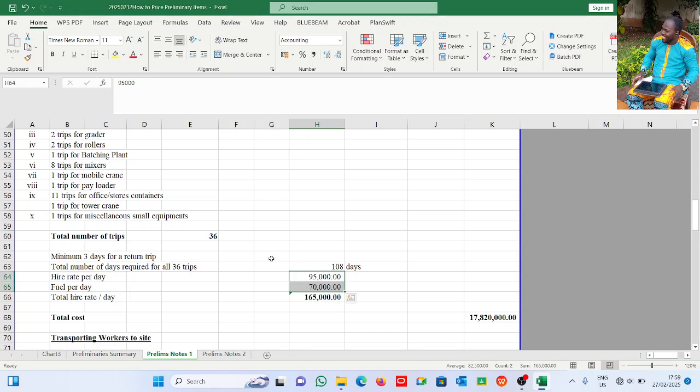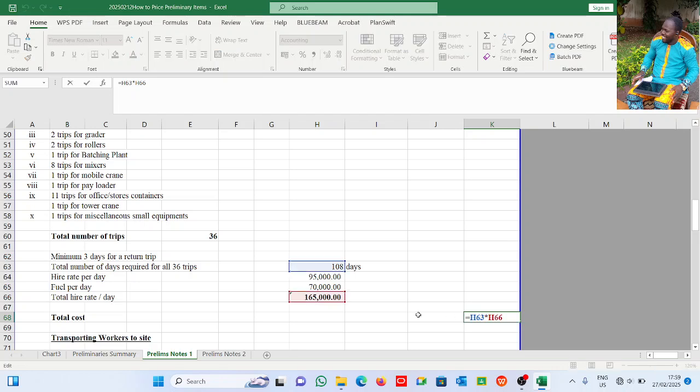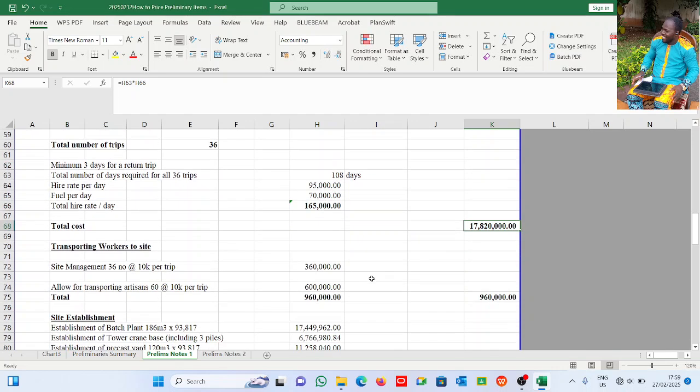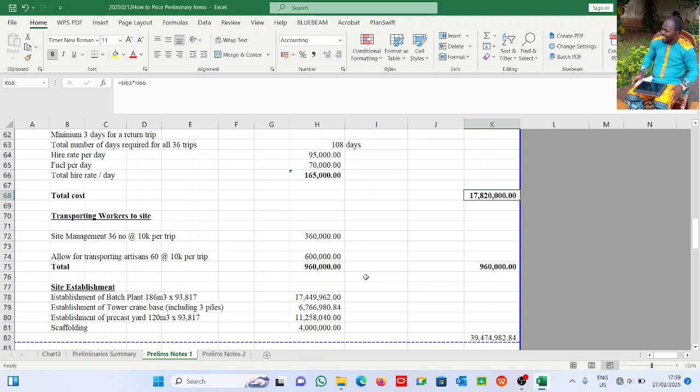Hire rate per day for a low loader is 95,000 naira, and fuel per day, fuel is quite expensive now, 70,000 naira. If I sum everything up, I have this. Now, total cost for transportation of plant and equipment to site gives me 17,220,000 naira. You have to allow for this in your preliminaries, else you're going to be shooting yourself in the leg.